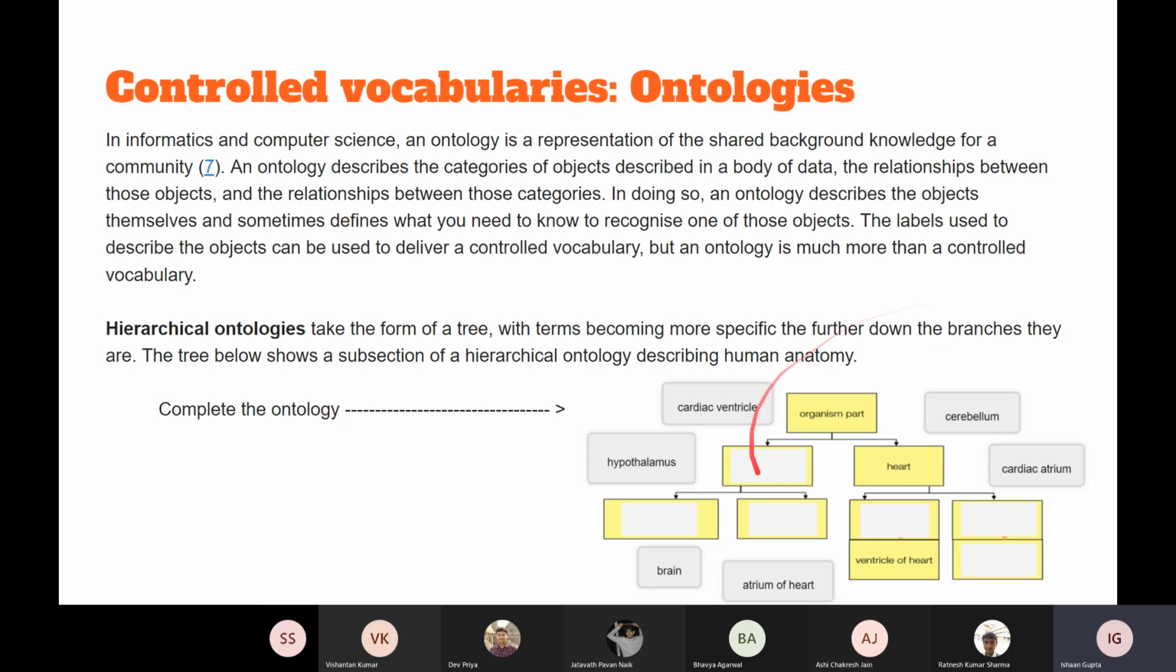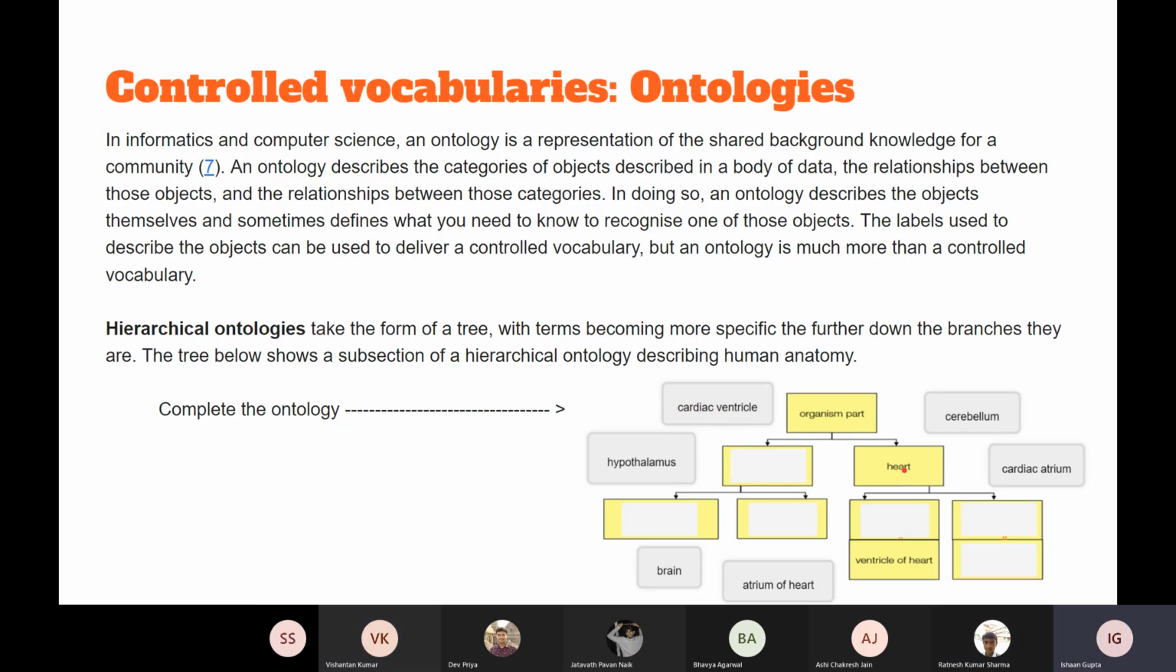So here is an ontology tree. Can you quickly help me complete it? The top term is organism part. One of them is heart, and the other one is left empty. Can somebody tell me what should come here, looking at all these things? The brain. Okay, the brain should be here.